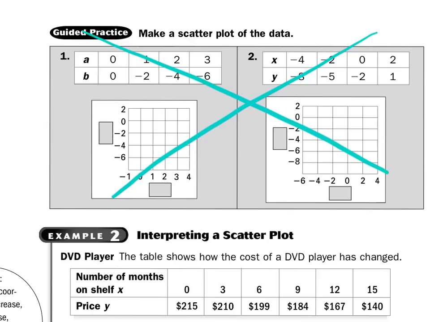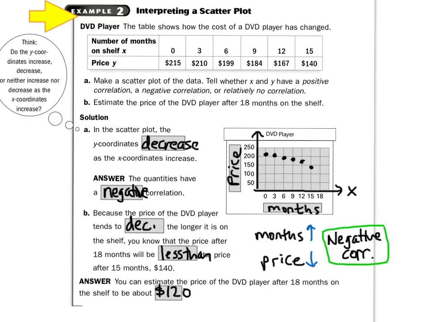Okay, so go ahead and lightly cross out this guided practice, and this may be where I have you put the movie clue later. Okay, take a look at example 2 with me, interpreting a scatter plot. So look at the x-axis, it is the number of months on a shelf that the DVD player is, so label the x-axis months. And then the y-axis is the price of the DVD player, so put the price in dollars. And then we're going to make a scatter plot.